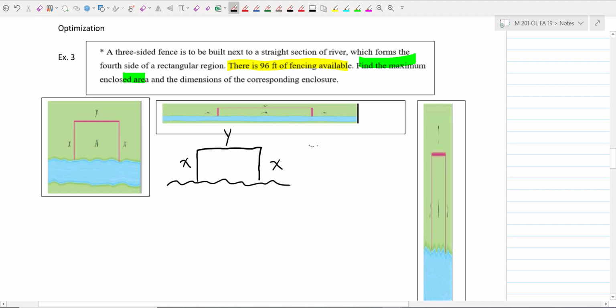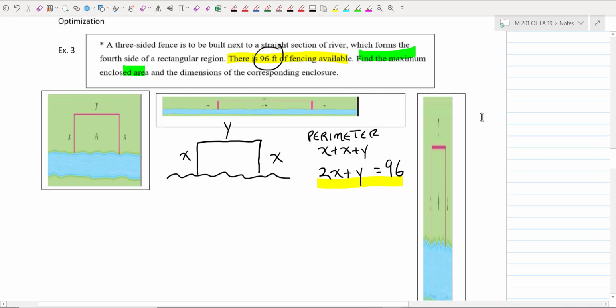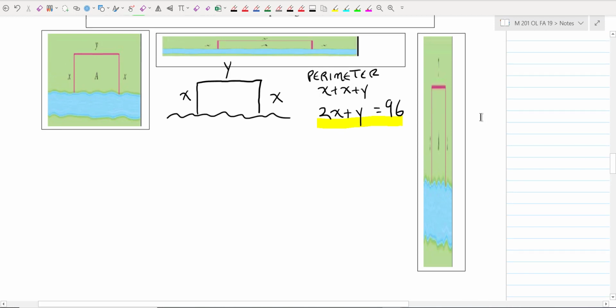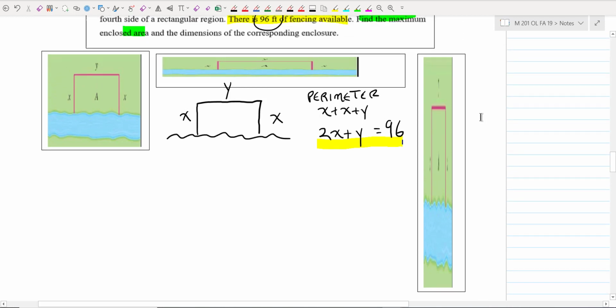So we're going to make an equation for the perimeter. The perimeter, of course, just means add the sides. You've got 3 sides, so you would have X plus X plus Y, so that would just be 2X plus Y. And of course, the problem tells you that that perimeter is 96 feet. So the first thing that you come up with is that equation.